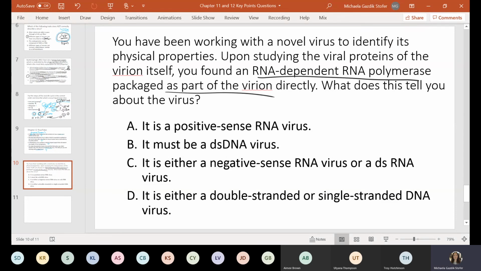A, it's a positive sense RNA virus. B, it must be a double-stranded DNA virus. C, it's either a negative sense RNA or a double-stranded RNA virus. Or D, it's a double-stranded or single-stranded DNA virus. So I want you to go ahead and answer this one in the chat. What do you think?